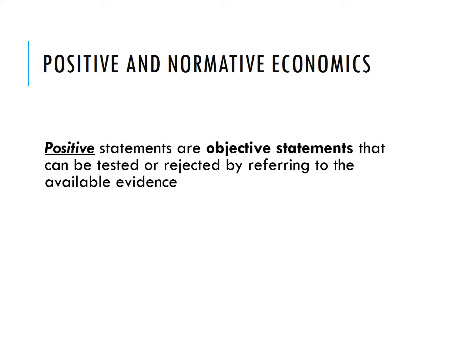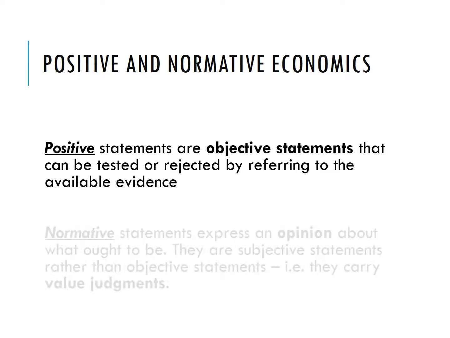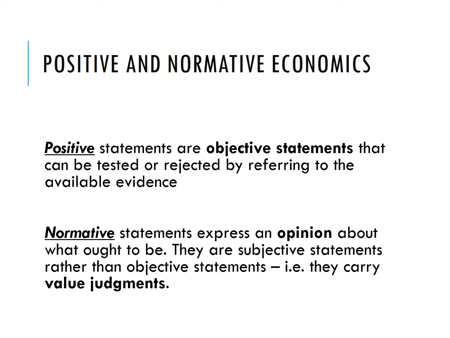Statements that can be proven using evidence and backed up we call positive statements, or positive statements about economics. Statements that contain some form of opinion or value judgment we call normative statements. And these are both important definitions. So can we make sure we have positive statements down as a definition, and can we also make sure we have normative statements down? So positive can be proven by facts or data.